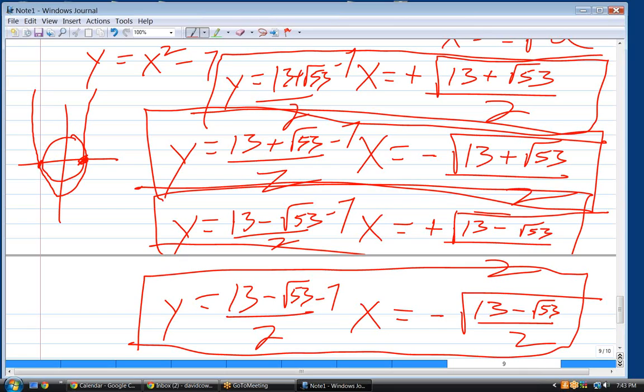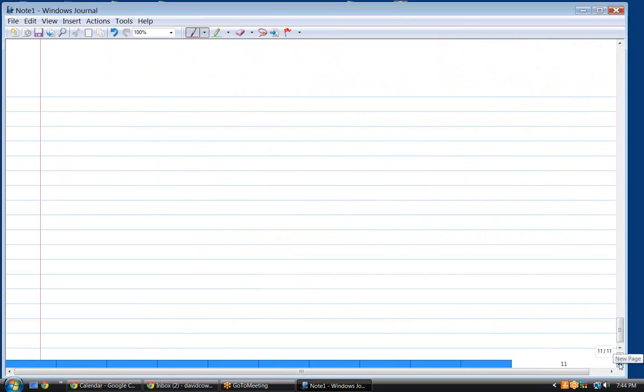But it either is tangent or has no points or has 4 points. We solved it. We actually found all 4 points. So we know that the picture is like this. All right. That's one of the hardest problems I've done in a long time in terms of just the amount of work there was to do it.